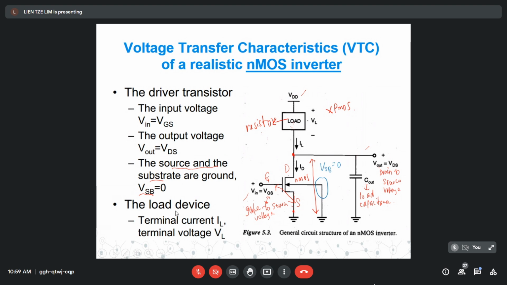And then the load device has a terminal current, IL. It means that the current flows from VDD through the resistor with IL. This is the load current. And then the terminal voltage, or load voltage: if you see VL, it means the load voltage.